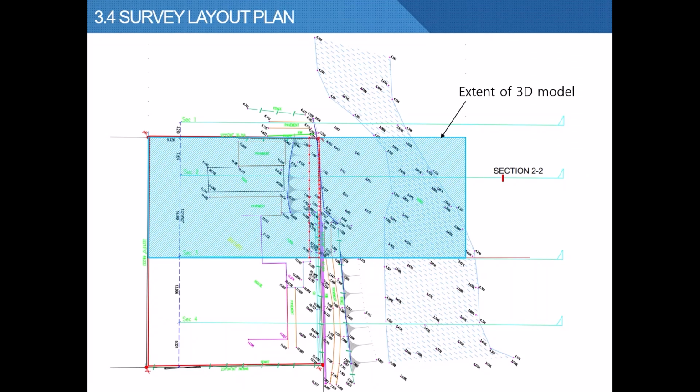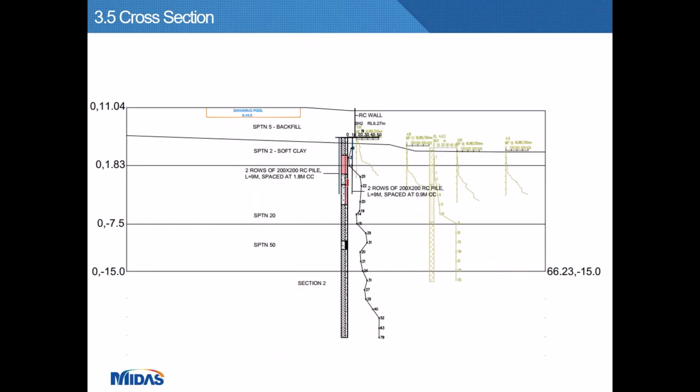This is a survey plan, the layout plan of the problem, with the extent of the 3D model superimposed. And cross section 2 is here. The failure happened here. This is cross section 2, which cuts through the collapsed RC wall. The boreholes and the Mackintosh probe indicate the presence of soft clay. And the trial pit results indicate that the failed material is soaked.